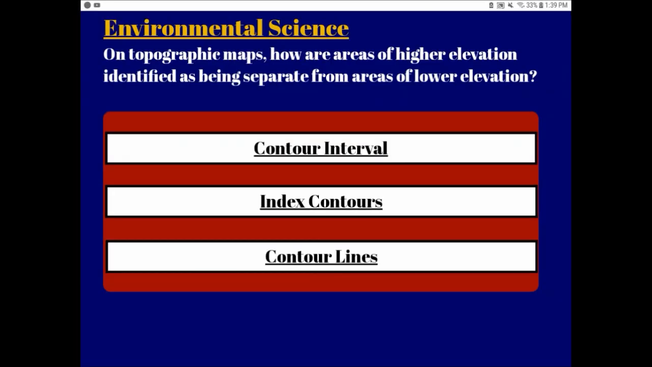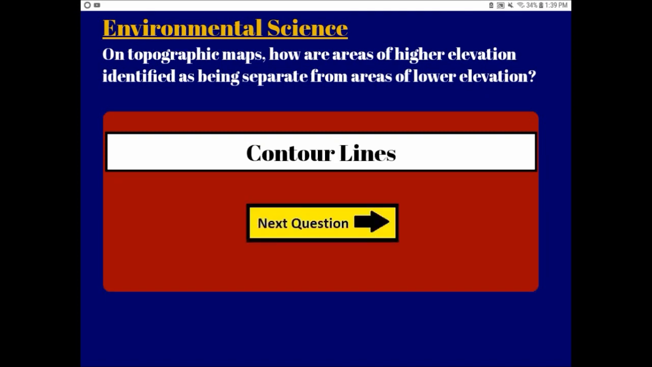On Topographic Maps, how are areas of higher elevation identified as being separate from areas of lower elevation? Contour interval, index contours, contour lines. Oh, I think that's contour lines. Contour lines is the answer. Next question.